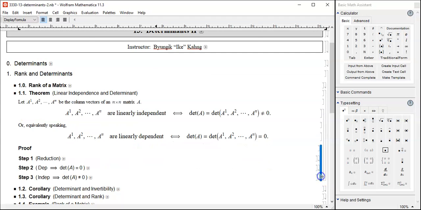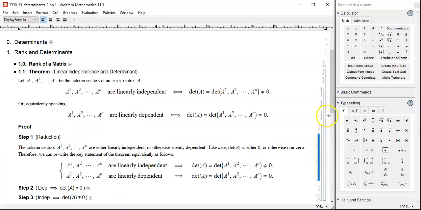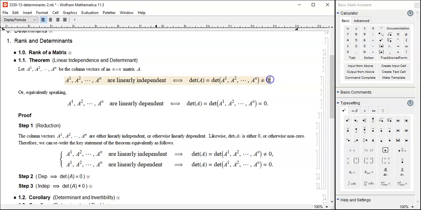A little bit harder to see is this step. This is equivalent to these two together. Let's see, how about the first line? If A1 through An are linearly independent, then the determinant is non-zero, so that's one direction, the forward direction of the first statement. How about the backwards? If the determinant is non-zero, then these are linearly independent.